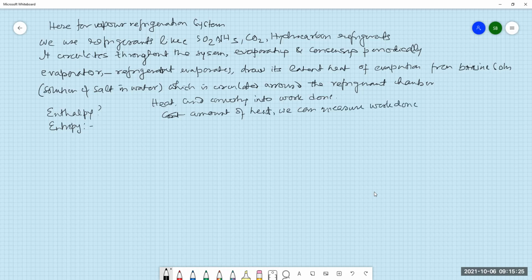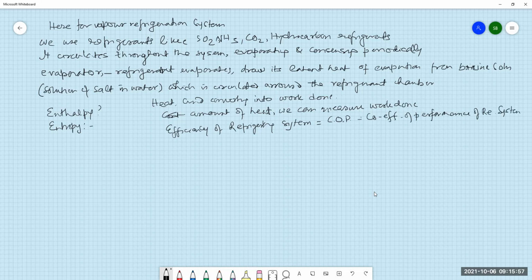What we are supposed to find is the efficiency of the refrigerating system, which is nothing but the COP of the system, the coefficient of performance, of the refrigerating system. Okay?